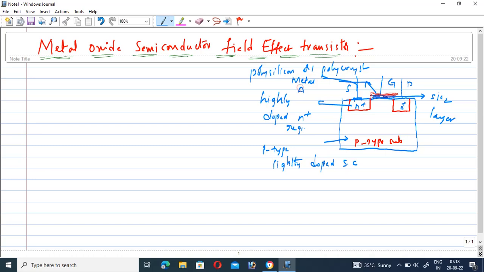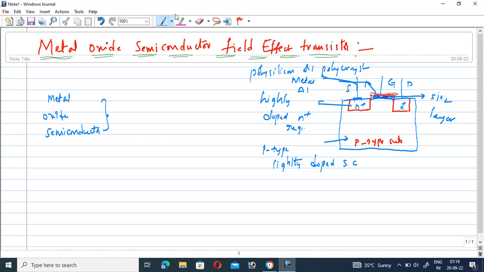On top of that come metal contacts like aluminum. Therefore, in this overall construction, we observe three important things: first a metal, second an oxide, and last a semiconductor or substrate. Based on these three materials, it forms a metal oxide semiconductor. That's why we call it a metal oxide semiconductor field effect transistor.